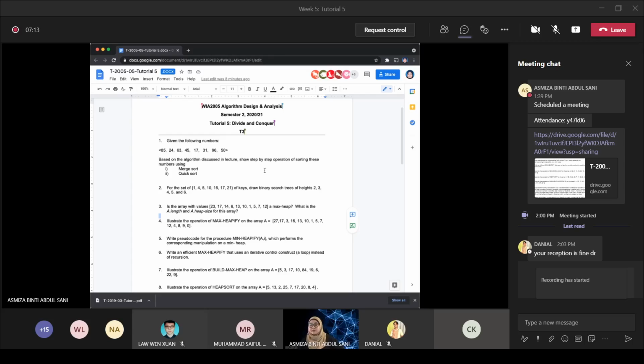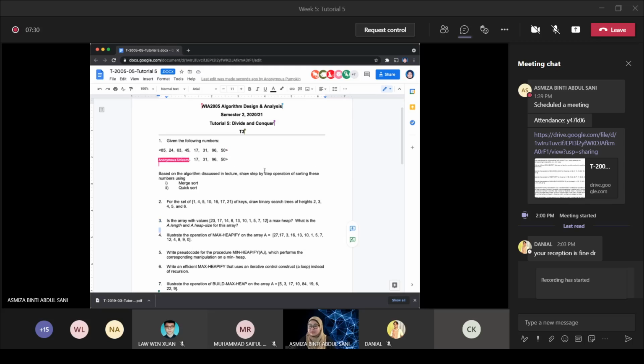Do you remember what the three steps of merge sort are? What happens in the dividing stage of merge sort? What happens in the conquering stage of merge sort, as well as the combining stage?